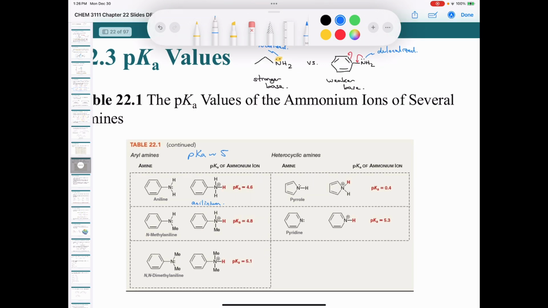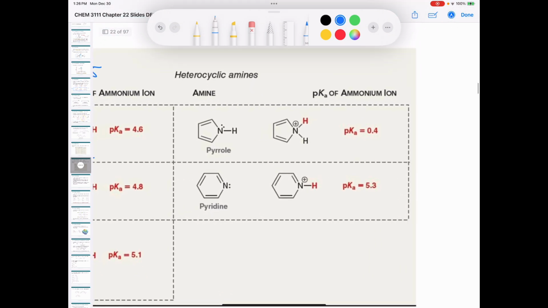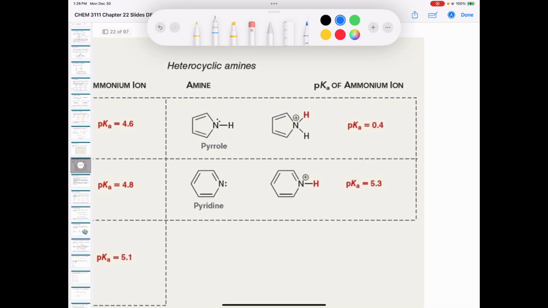Now, there's a couple other examples that he put in here in the table, and I think he just wants you to remember the concept of aromaticity, okay? So if you compare pyrrole and pyridine and their conjugate acids, you notice that the conjugate acid of pyrrole has a really low pKa. I mean, this ion is borderline a strong acid. Now, why is this thing such a strong acid?